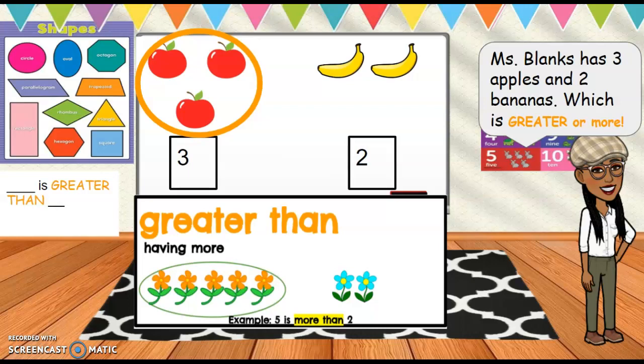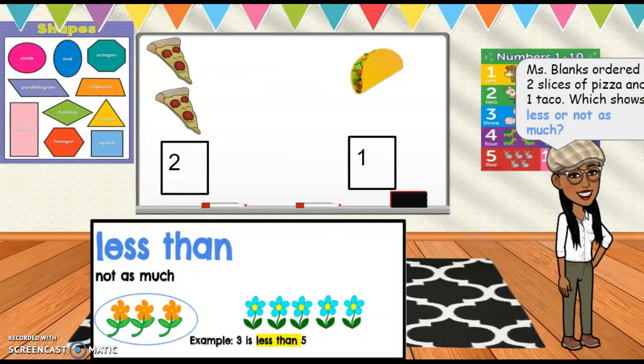Good. All right, let's look at our pizza and our tacos. Remember, Ms. Blanks ordered 2 slices of pizza and 1 taco, which shows less than. And we said the taco showed less than because it's not as much or not more. So we would say the taco is less than the pizza. Good.